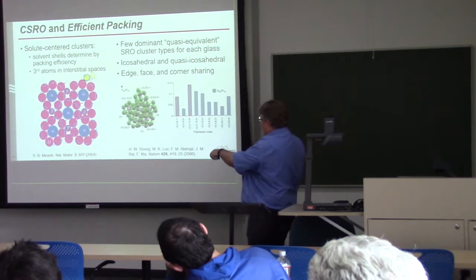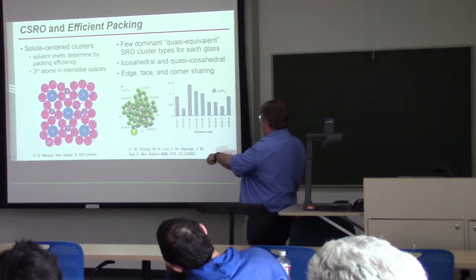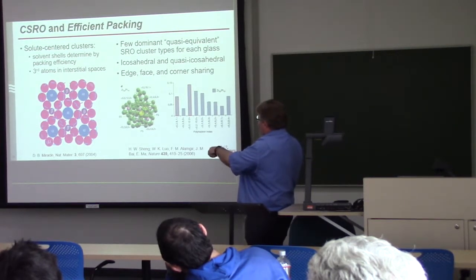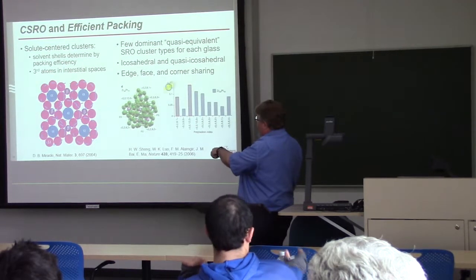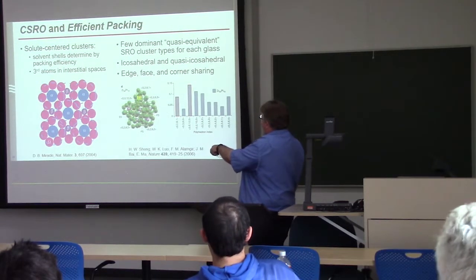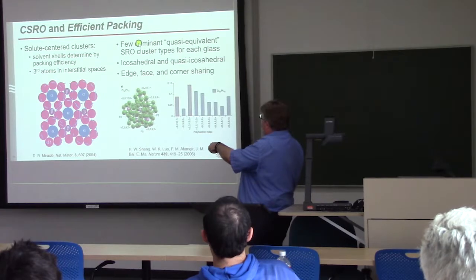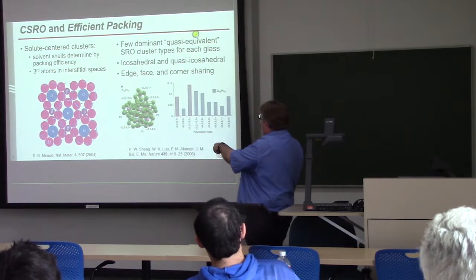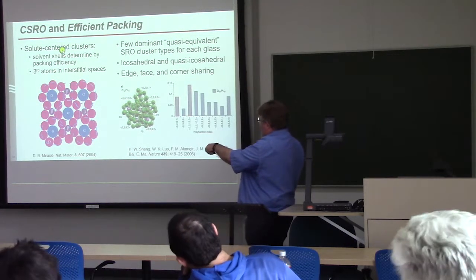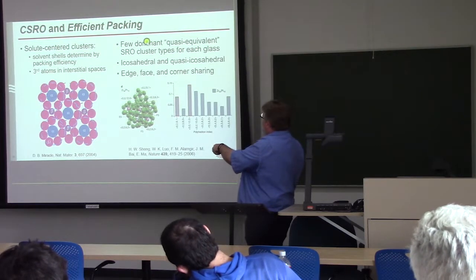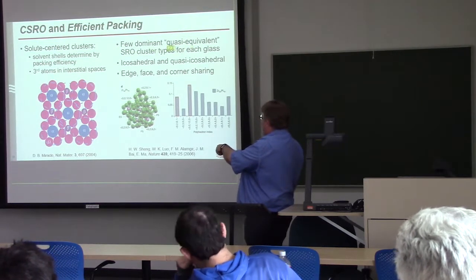And then a few years later, Howard Sheng and Evan Ma did an extensive analysis based on X-ray scattering data and simulations to identify a few dominant, what they termed quasi-equivalent solute-centered clusters for a variety of different types of glasses.